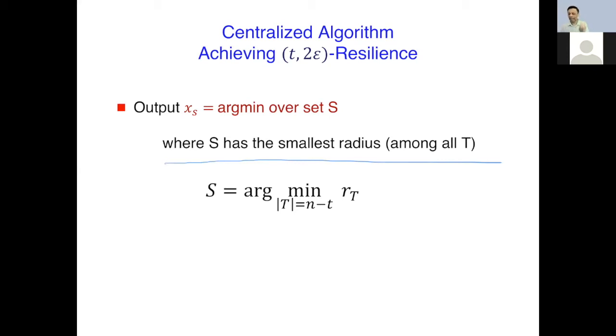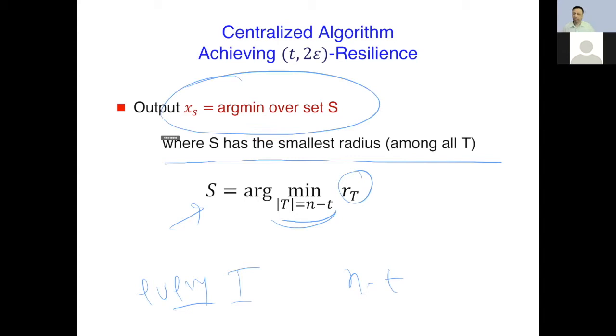And then remember we did this for one set T of size n minus t. We're going to do this for every such set T of size n minus t. This is a very exhaustive search. It's expensive, but we're just trying to give an existence proof of an algorithm. And then we'll pick a set S for which this R(T) is the minimum over all such sets of size n minus t. And then the output is the argmin for that set.